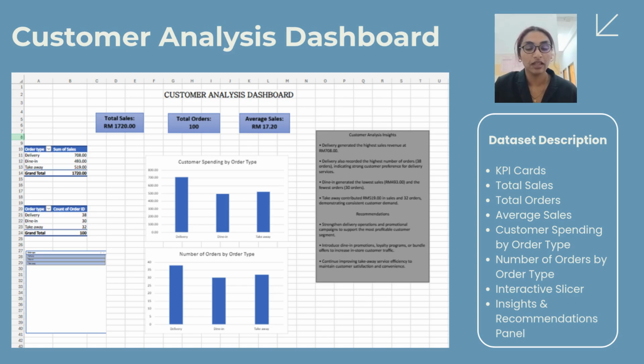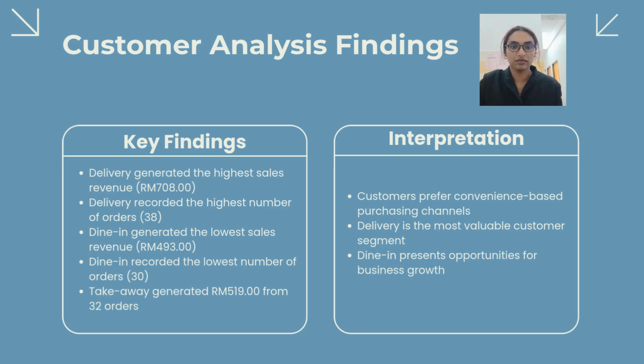In addition, an interactive slicer was created to allow users to filter and analyze the data more dynamically, while the Insights and Recommendations panel summarizes the key findings for decision-making purposes. Based on the analysis, we found that delivery was the highest performing customer segment. It generated 708 ringgit in sales revenue and recorded 38 orders, making it the most preferred purchasing channel among customers.